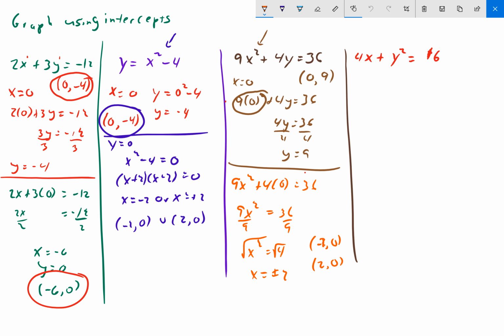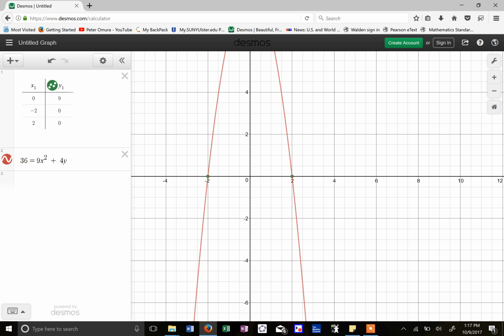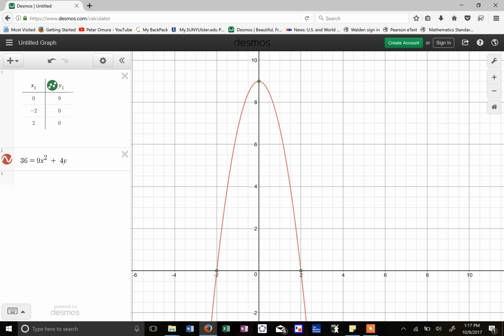Plus 4y equals 36. I should have had 0, 9. Oh, 0, 9. Let's see what I did. So that was my fault. That should have been 0, 9. And when I put in 0, 9, you can see there it is. There's my 0, 9. If you knew it's a parabola, you'd have 3 values that you could use.